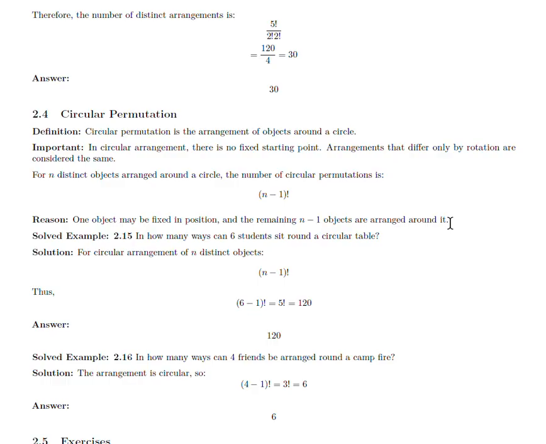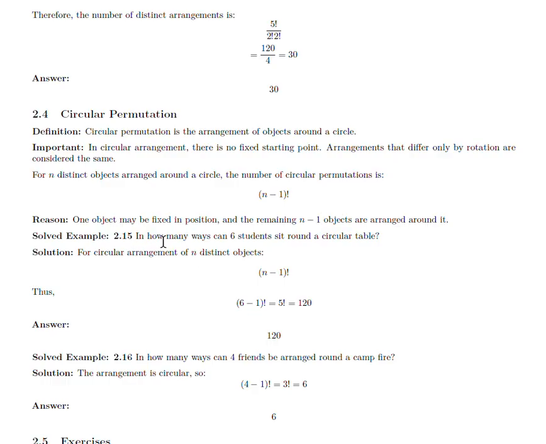If objects are arranged in a circle, it's impossible to shuffle correctly if you don't have a fixed starting point, and that's n minus 1. We always subtract one of the objects to serve as a starting point, and then the other objects will be shuffled around that fixed object.